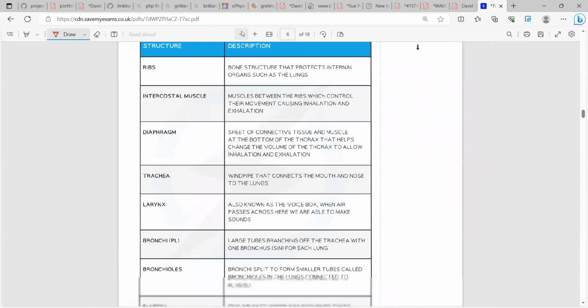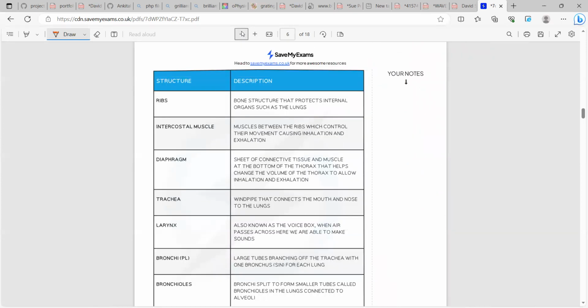Right. We have a table showing the different functions of the organs associated with the respiratory system. The first part is the ribs. Why do you think we need ribs, Melissa?